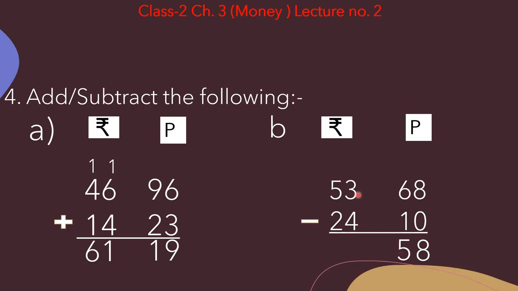Okay. Now 3 minus 4, that is not possible. So here we will take borrow and this 3 will become 13. Okay. And this 5 will become 4. Now keep 13 in your mind and 4 on your fingers.